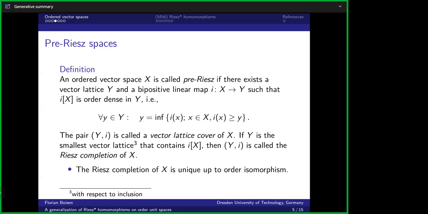that any element in your ambient vector lattice is the infimum of all elements in I of x which are larger. We call such a pair, consisting of this ambient vector lattice and the embedding, a vector lattice cover. And sometimes we need the smallest vector lattice cover, which we then call the Riesz completion. And it turns out the Riesz completion is very nice and, for example, unique up to order isomorphism.